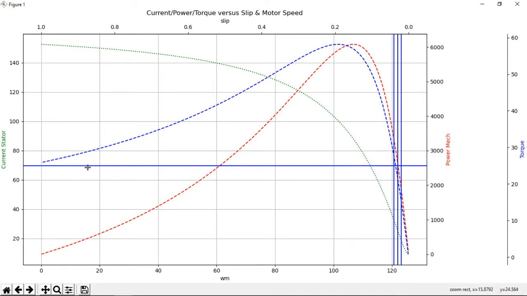Okay. So that's the importance of that curve right here. This is the maximum torque that this motor can produce per phase. Okay, this is per phase, and you multiply this times 3, and that will give you the maximum torque. Okay, so let's go back.